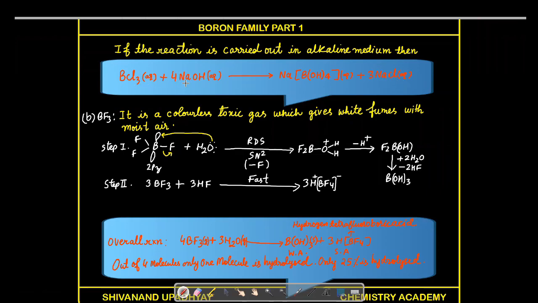In place of moist air, if we take a basic medium and react this BCl3 with the basic medium, these are the products. Now, this is very important, BF3 is a colorless toxic gas which gives white fumes with moist air. So BF3 is a gas and it will react with moist air. On reacting with moist air, again this is a nucleophilic substitution reaction whose molecularity is 2.